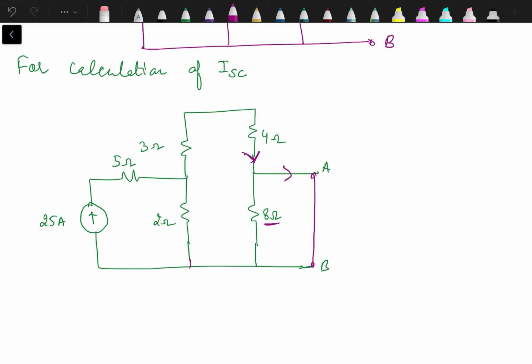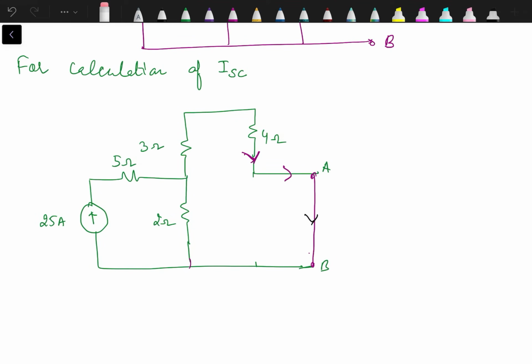Or otherwise what we can say, this 8 ohm is in parallel with short circuit. Short circuit means resistance is 0. When we solve this parallel combination, the equivalent resistance is actually 0. That's why the 8 ohm resistance is actually no longer existing in the circuit. It is having no impact on the current flowing through the circuit, or the current through the 8 ohm resistance is 0. So we can just remove that resistance. Now we need to find out the current through this.